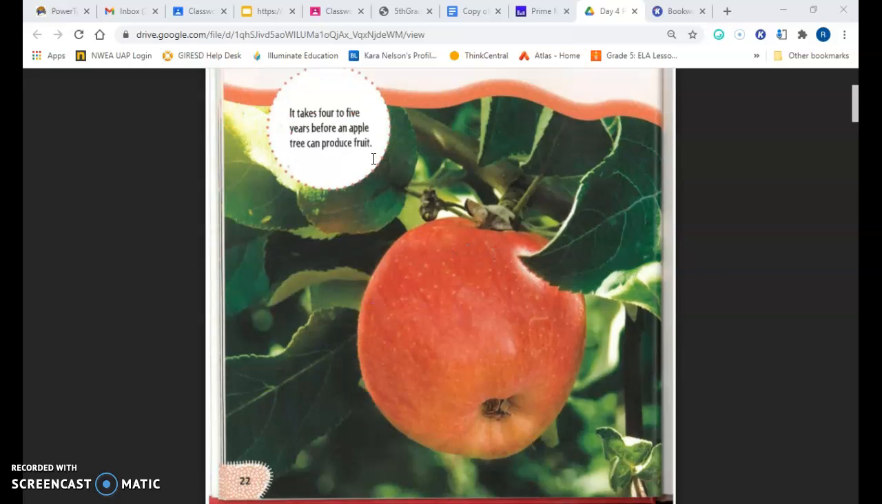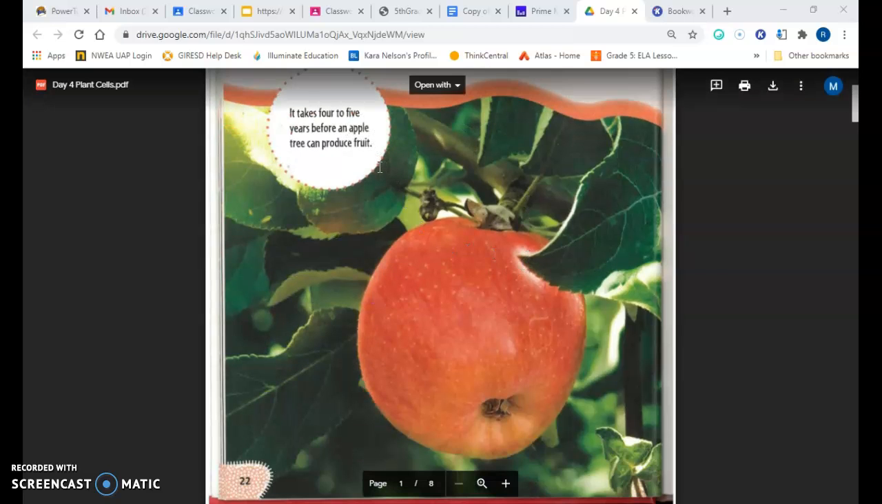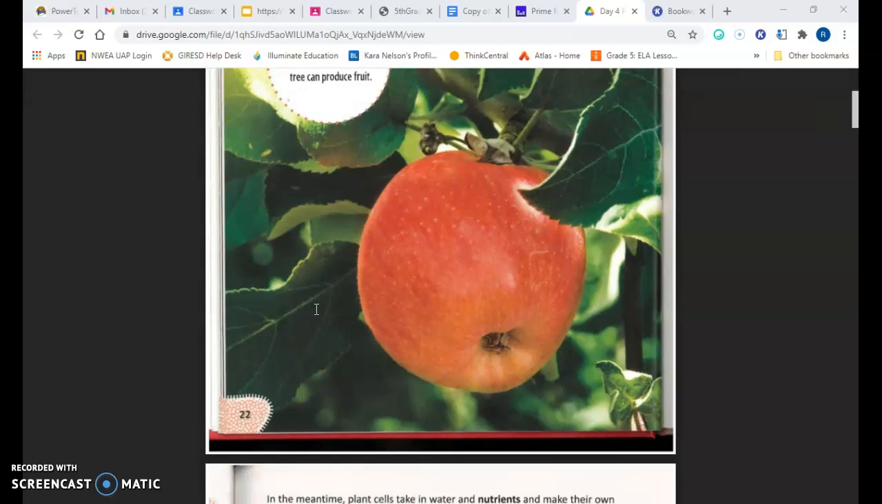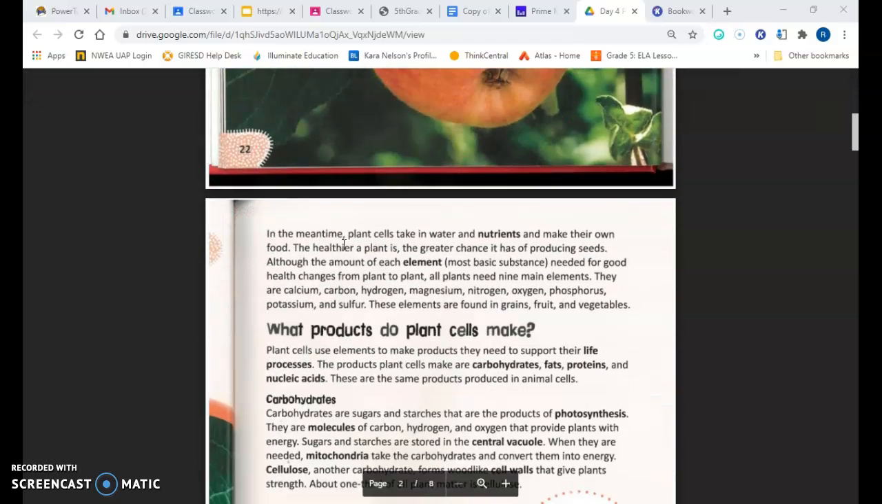So here in the caption, it reminds us that it takes 4 to 5 years before an apple tree can produce fruit. So if you're buying an apple tree, don't expect to get fruit the first year. In the meantime, plant cells take in water and nutrients and make their own food. The healthier a plant is, the greater chance it has of producing seeds.